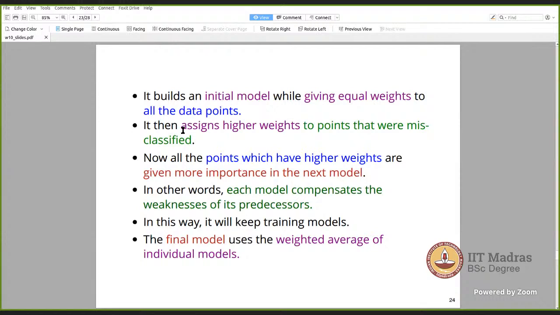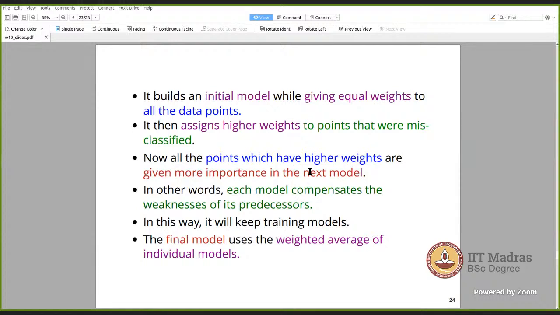It then assigns higher weights. Let's say the first estimator is done and we got some samples which are misclassified. Now, for those particular samples which were misclassified, we will increase their weights, and we will decrease the weights for the samples which were correctly classified. How exactly we change the weights, we will see in a while.